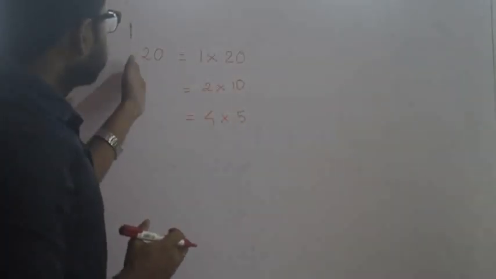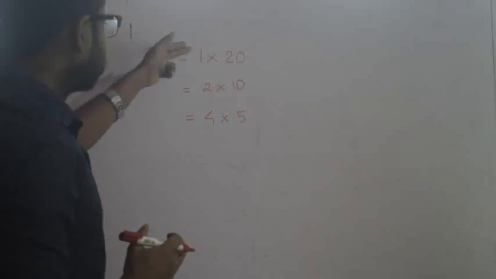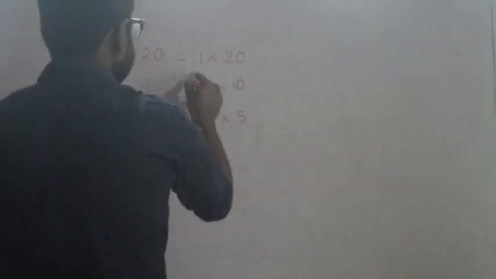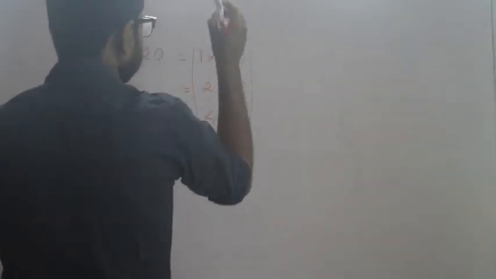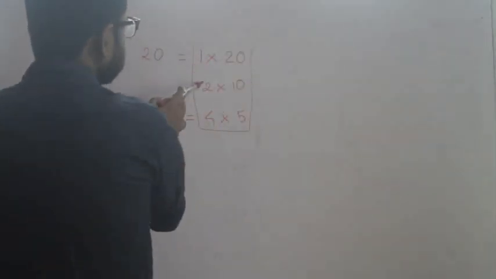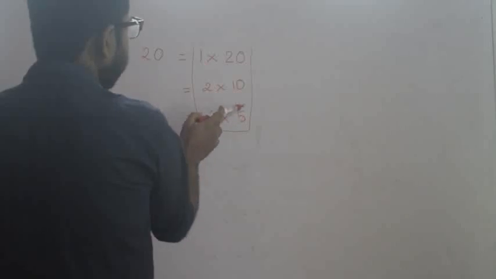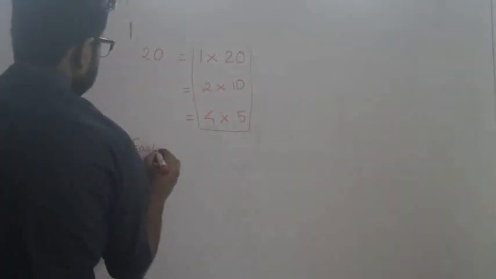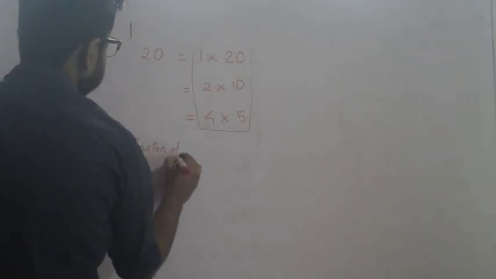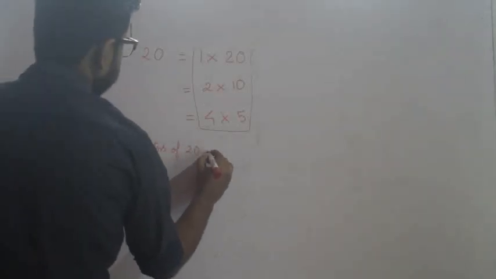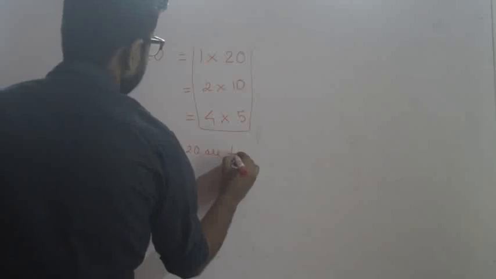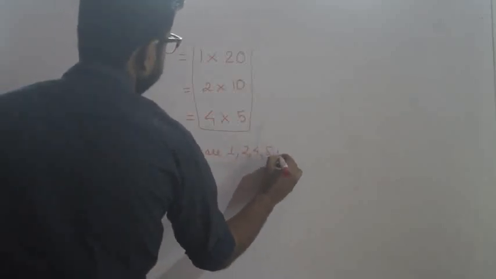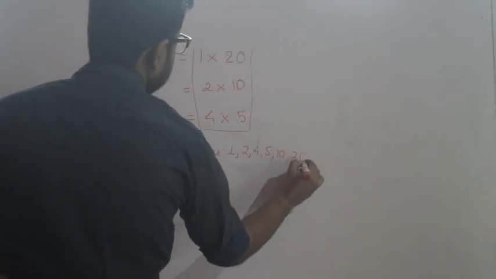Now what will be the possible factors of 20? See the pattern of U. This is something like the pattern of U. 1, 2, 4, 5, 10 and 20. So that means factors of 20 are 1, 2, 4, 5, 10 and 20.